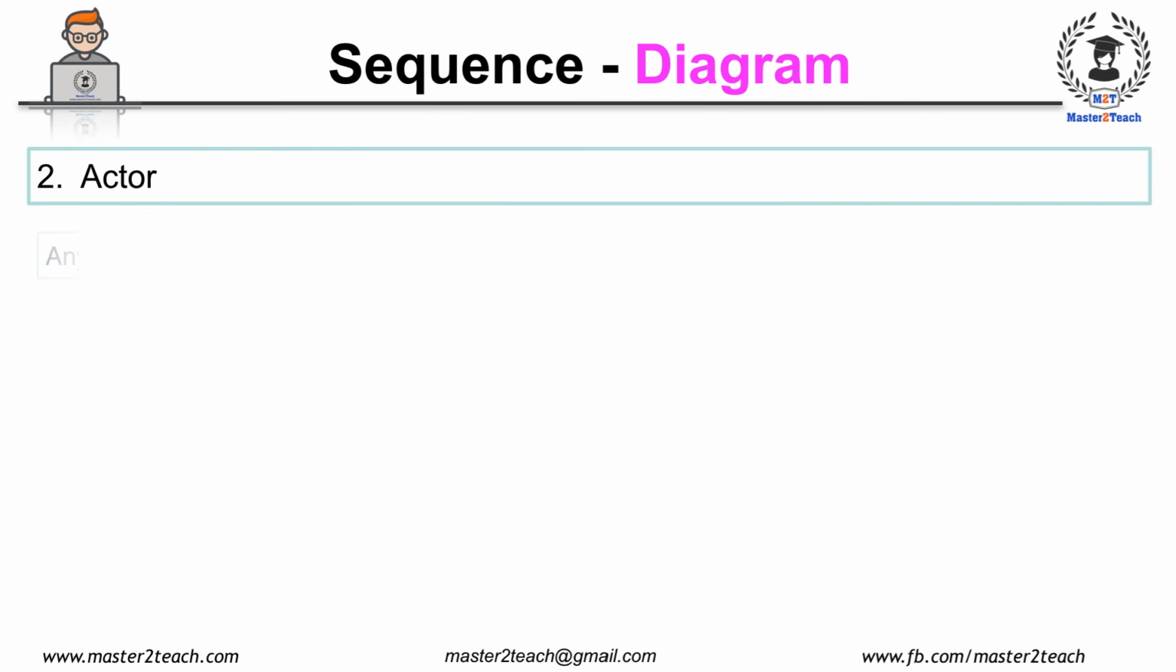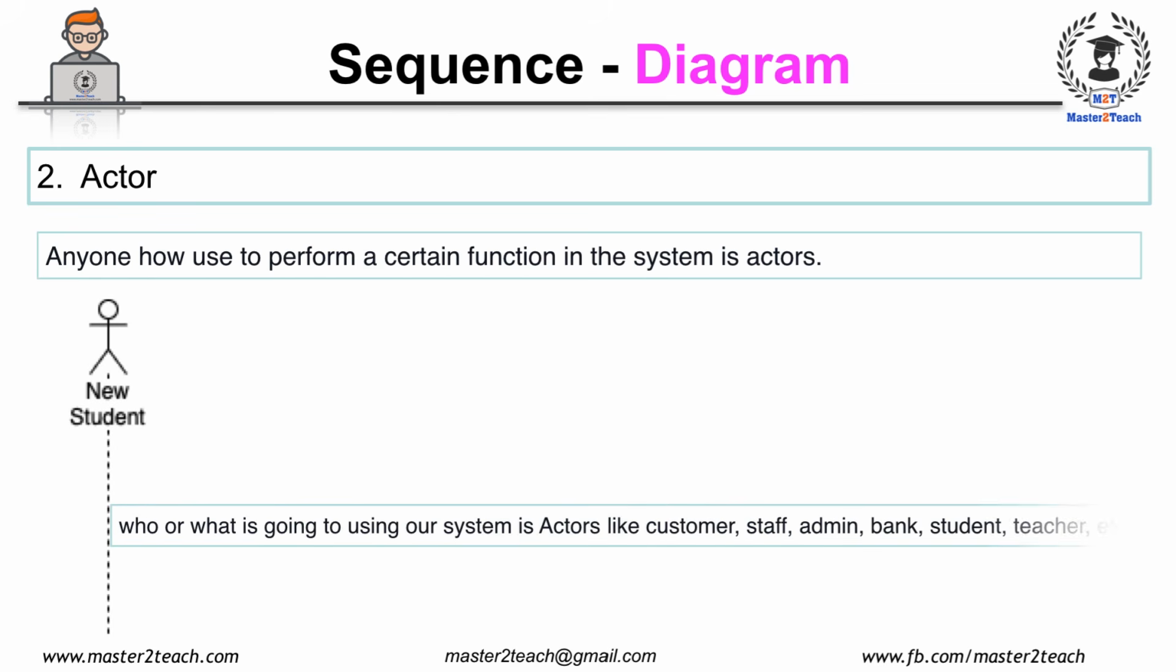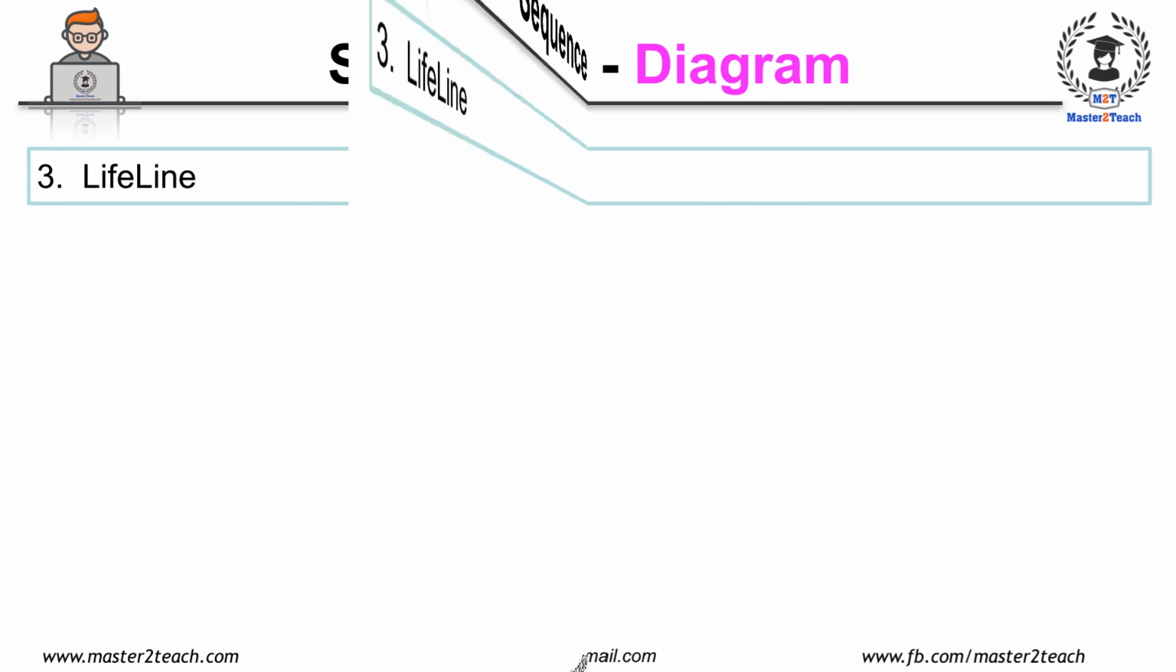Actor. Anyone who is used to perform a certain function in the system is an actor. An actor may be someone or something that can be a person, an organization, another system, machine, or any external device. So, who or what is going to use our system are actors like customer, staff, admin, bank, student, teacher, etc. The actor is represented by the human stick image, the same as in use case and communication diagrams.